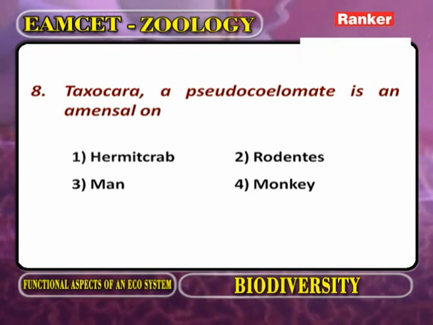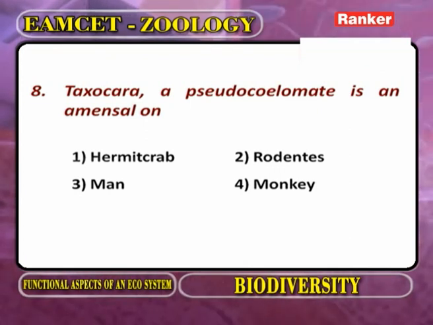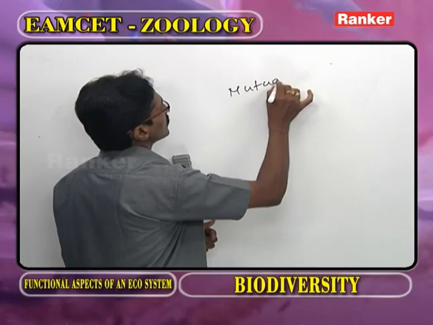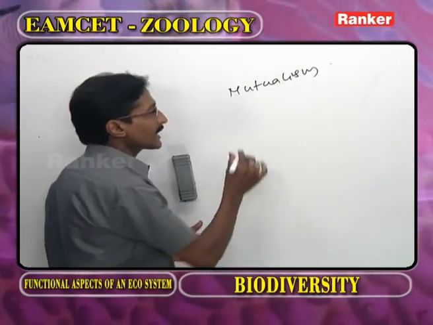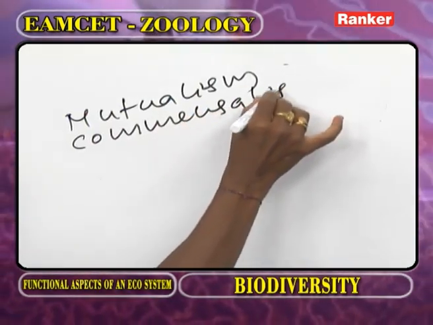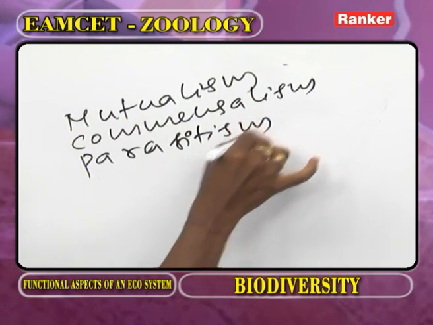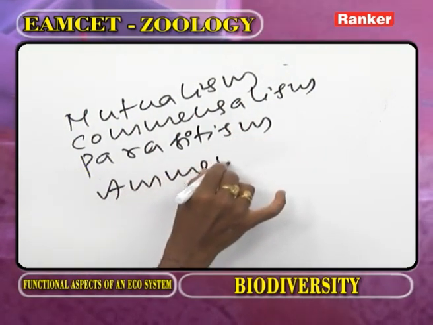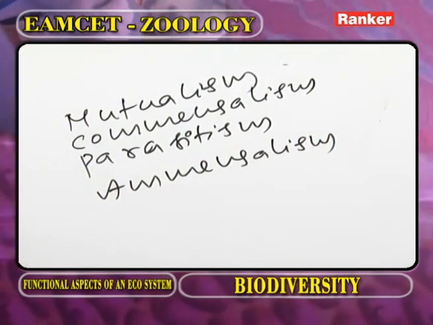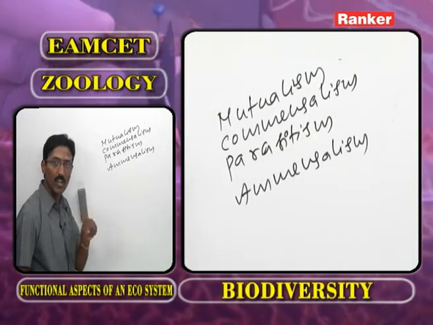Toxocara, a pseudocoelomate, is an amensal on. Now, as we observe the associations, one we call mutualism. We know very well. The second one we call commensalism. The third one we call parasitism. And the next one we call amensalism.